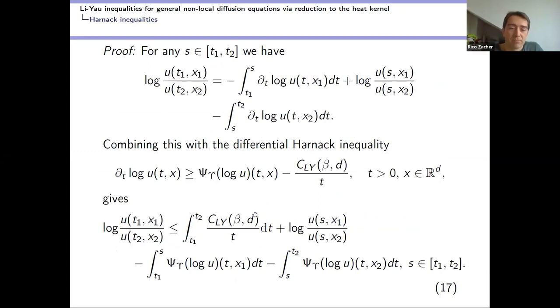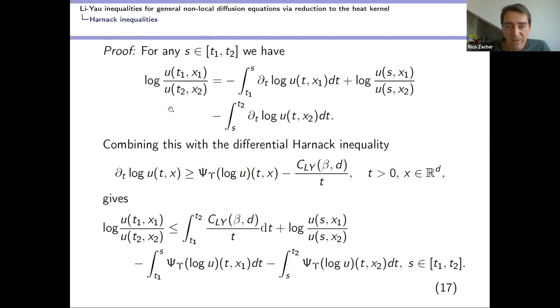So let me show you some ideas of the proof. In order to prove the Harnack inequality, we have to estimate this term here, the log of u at t1, x1 divided by u at t2, x2. If we have a bound for this term, then we can just take the exponential function and we get u at t1, x1 is less than or equal to u at t2, x2 times the exponential function of this constant. So this is the goal, to find a suitable bound for this expression.